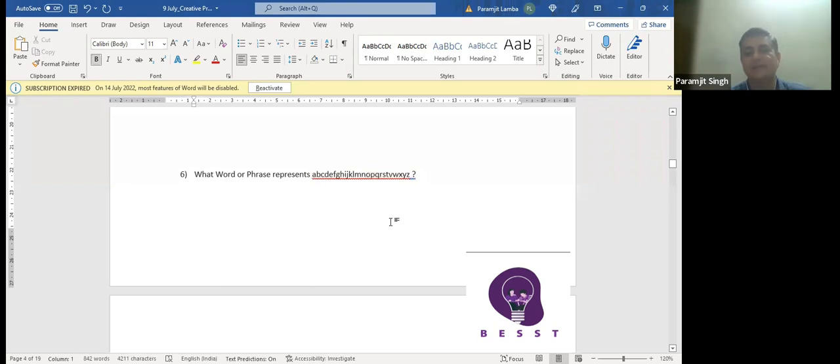What word or phrase represents this? Letters of the alphabet. Creative problem solving. Please remember, creatively you have to think of the solution. What do you think is the answer? Alphabets. Okay, that's one response. What word or phrase represents? So alphabets is one, or what else can be the answer? I'm not saying here that alphabets is the correct answer. All I'm saying is that it's the answer that has been given by one student. Anyone else? You can make guesses. We are doing it jointly.